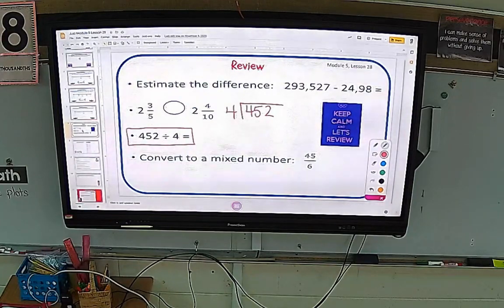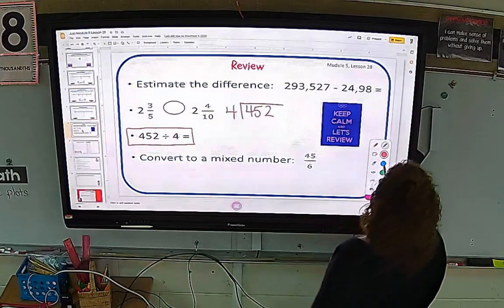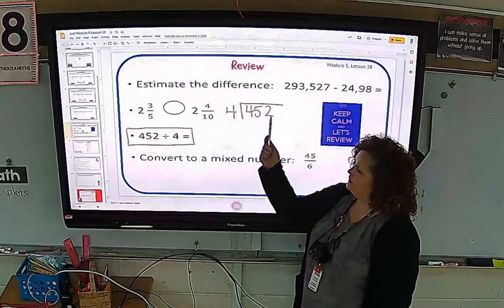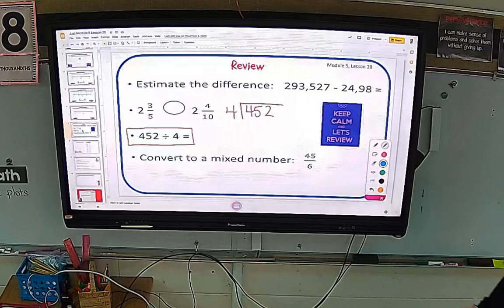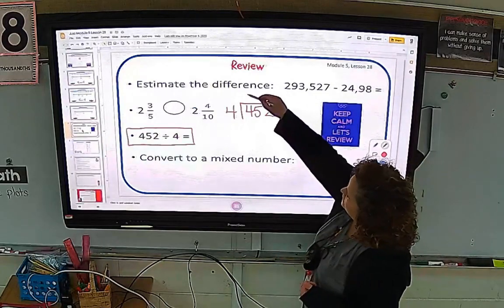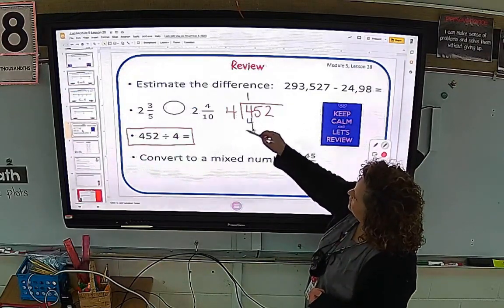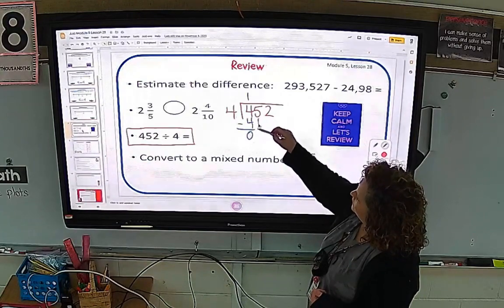This one, hopefully you caught that you don't have to go to 45. You can stop right at the 4. How many 4s can we get out of 4? Just 1. So 4 times 1 is 4. And now we're ready to bring down the 5.